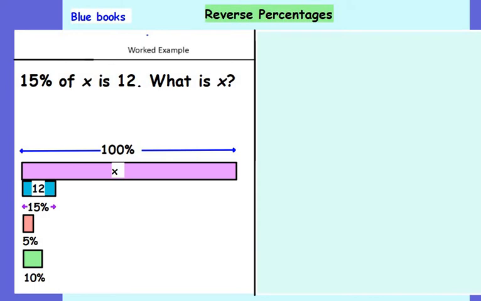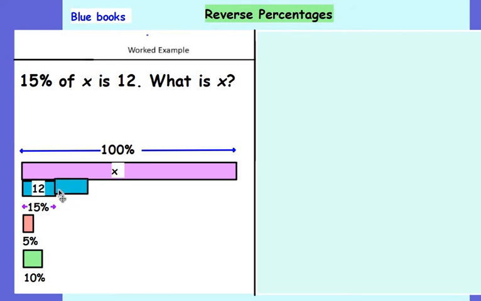Let's do a slightly trickier example. So pens down, eyes on me. I'll go through an example and then I've got one for you to have a go at. I've been told that 15% of my number, x, any number, is 12. And I've been asked to work out what that original number x might be. Here's my diagram. I'm trying to find 100% of x. I've been given this little section here, 15%.